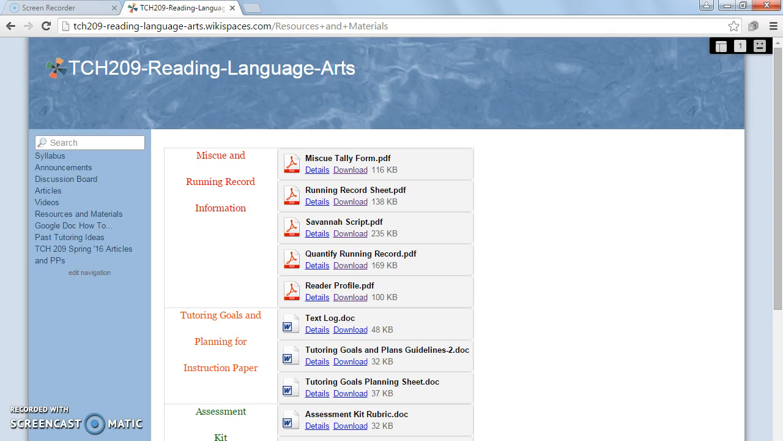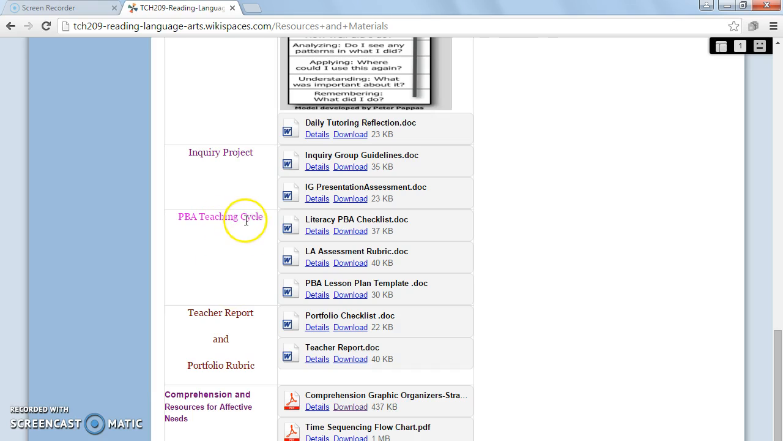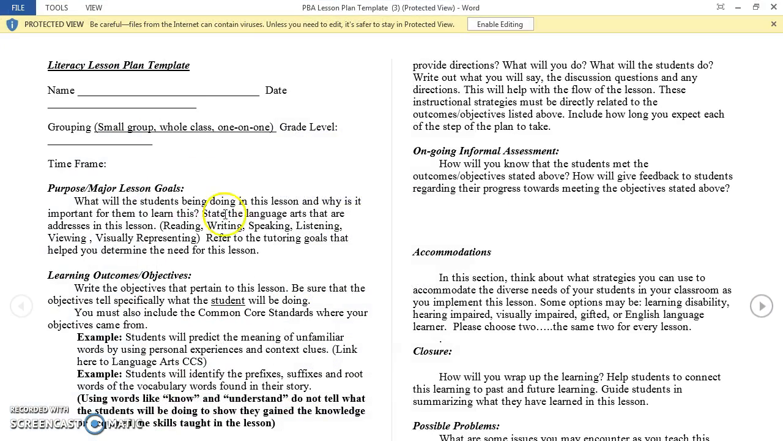So what I'd like for you to do is to go to the wiki page and click on the resources and materials, and once you're on that page scroll down to the PBA teaching cycle and click on the lesson plan template. Once you've done that, open up the lesson plan template.